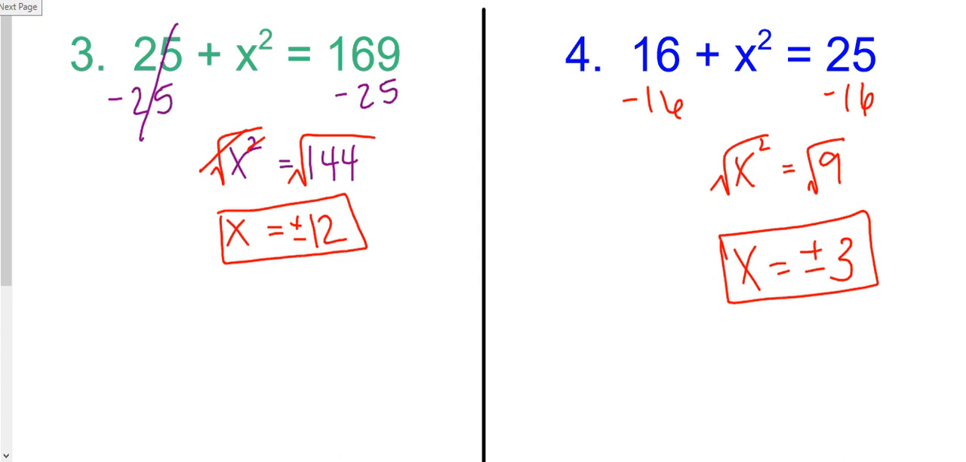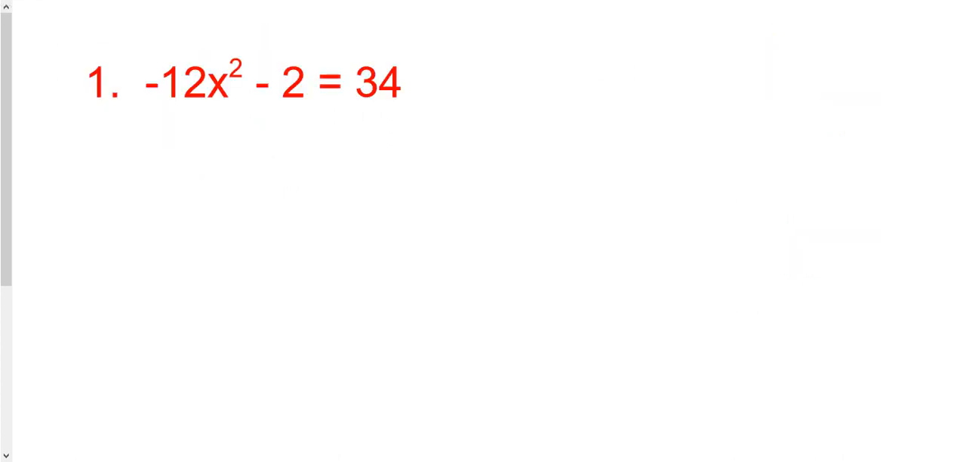All right, let's look at what happens whenever they're a little bit more difficult. So this next number 1, I have some more things going on here. I don't just have one term, I have 2, and so I need to isolate that x squared.